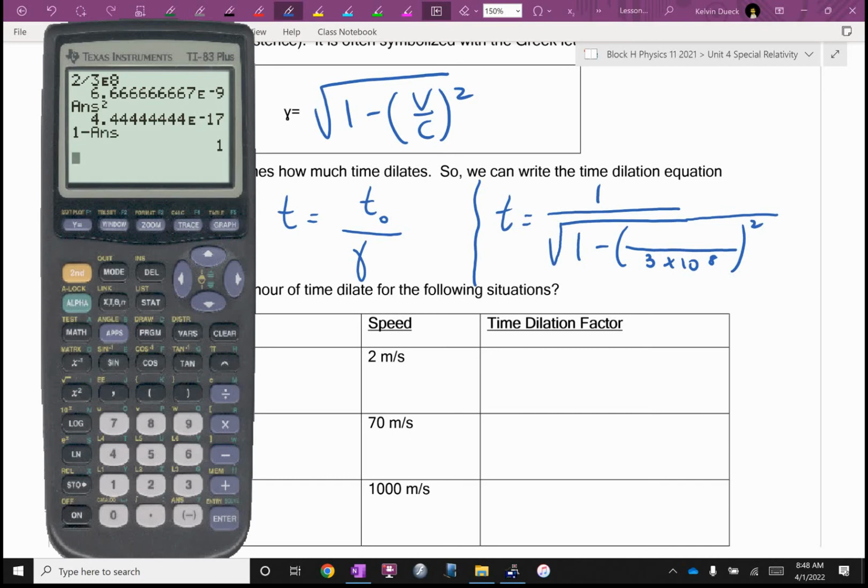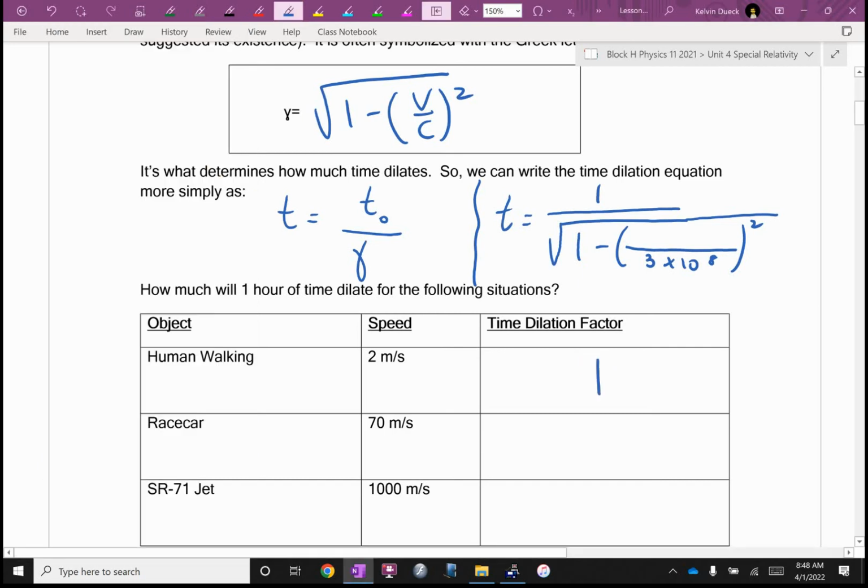So, is it true that when I was walking around the classroom, time was moving slower for me? Yes, technically, but is it noticeable? 1 second or 1 hour is the same as 1 hour for a human walking. It's just not noticeable. Your good scientific calculators can't even track it.